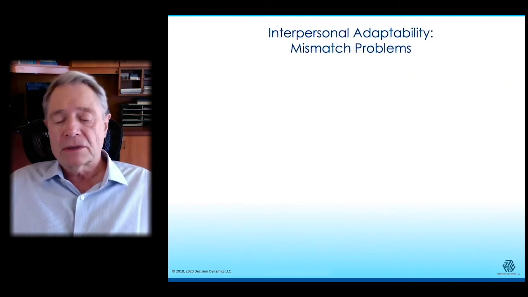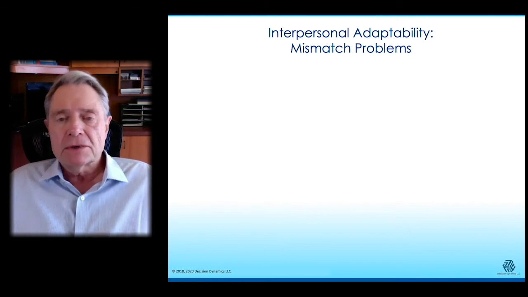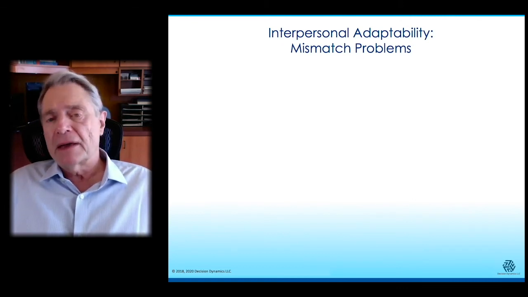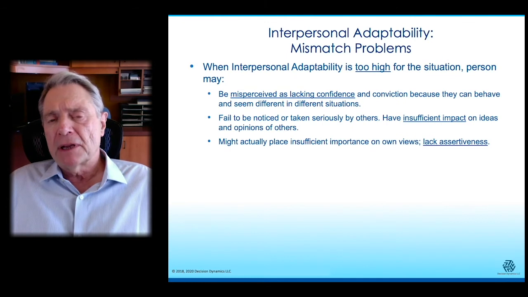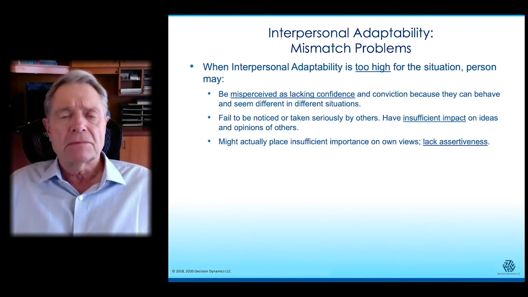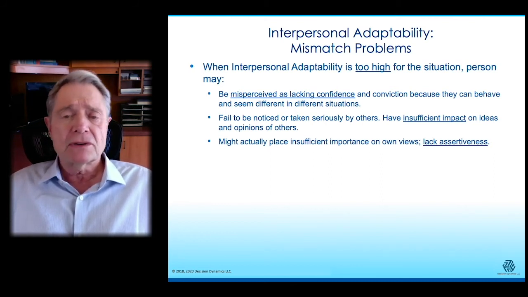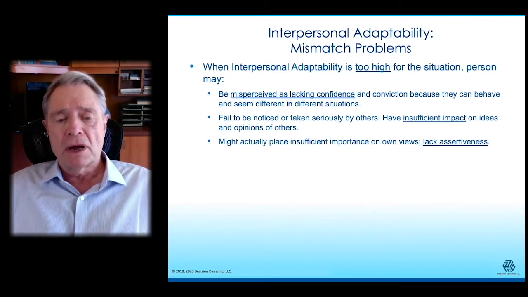Now, the question arises, what happens when a person's level of interpersonal adaptability is too high or too low for the situation at hand? We find that a person whose adaptability is too high for the situation at hand tends to be misperceived as lacking confidence or lacking conviction, because other people see them behaving differently in different kinds of situations, and they may seem different in different kinds of situations as well.